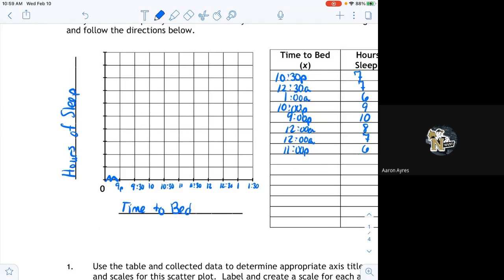Your graphs will be a little bit different. On the other ones, since we had such a broader range of times, we had to do just hours. Your graph is actually going to be a little bit more accurate because your range of times is smaller. So turn and talk for the next minute and discuss what kind of scale would be appropriate for the y-axis. Okay, go.